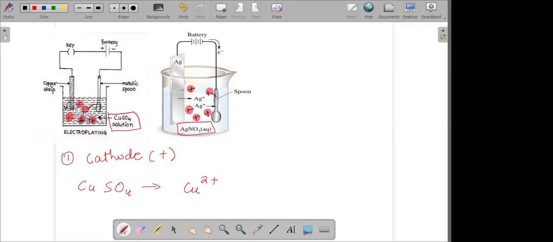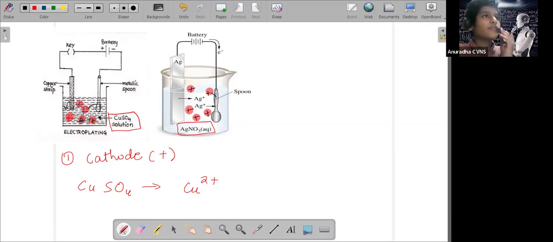Yes, Pranav, what is your doubt? Sir, my doubt is, if positive particles are going to negative particles in the liquid, then the metallic spoon is connected to negative, no, sir? So it should go to the positive, no, sir?